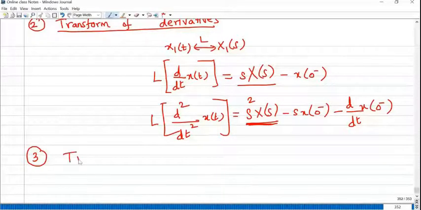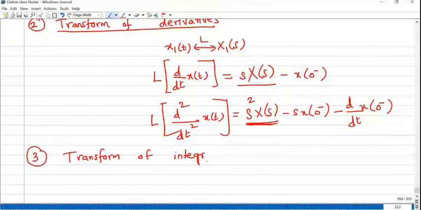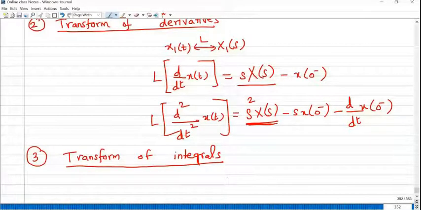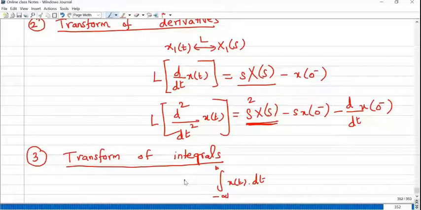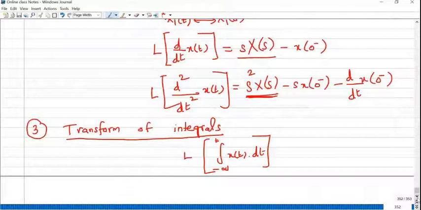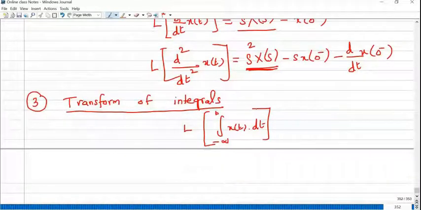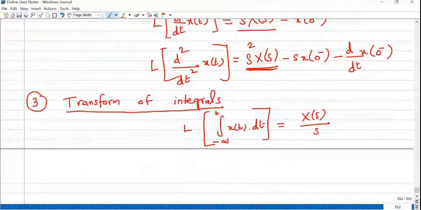Next, transform of integral, or integration property. Suppose integration of x of t dt. The Laplace transform of integration of x of t dt, what is the result? X of s by s. Okay, differentiation gives s into x of s, and integration of x of t dt gives x of s by s.